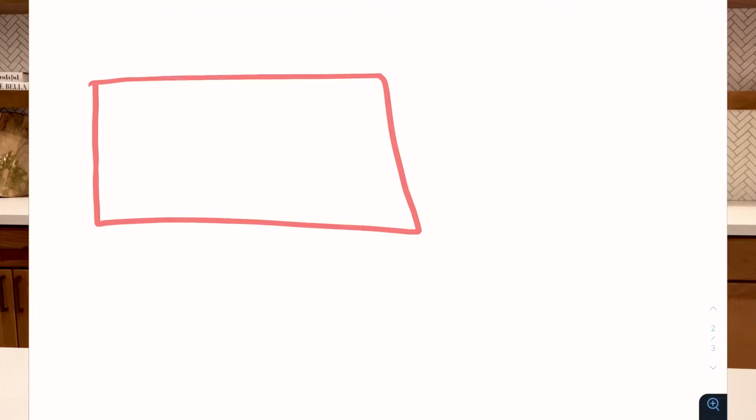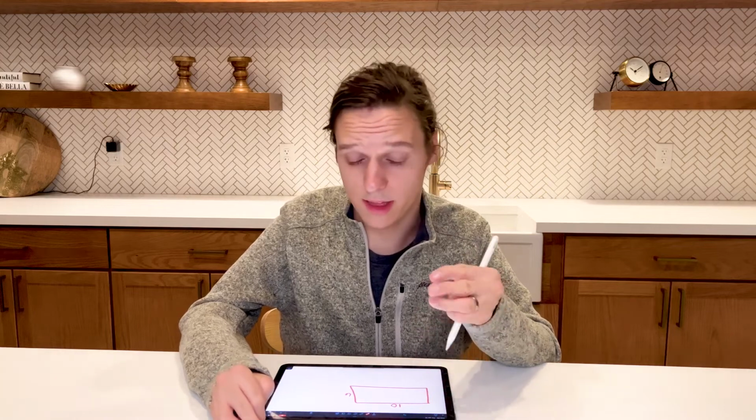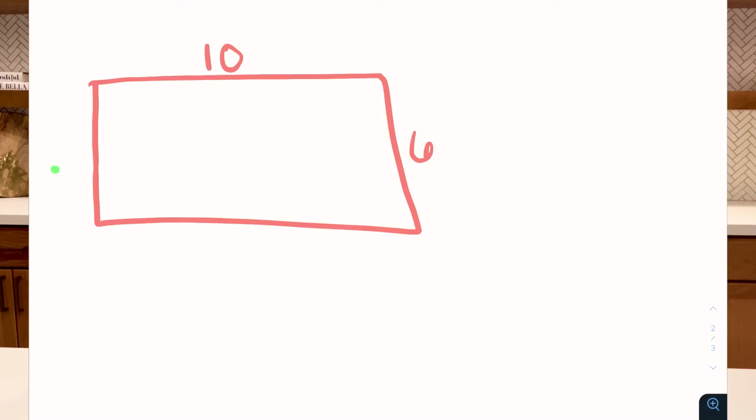I'm going to label this length as 10 and this one as 6. So if we have a side length of 10 and a side length of 6, I want you to do 3 things. 1, tell me what the side lengths right here and right here would be. Next, I want you to tell me what the area is going to be. What I would suggest is writing an equation and then solving that equation.